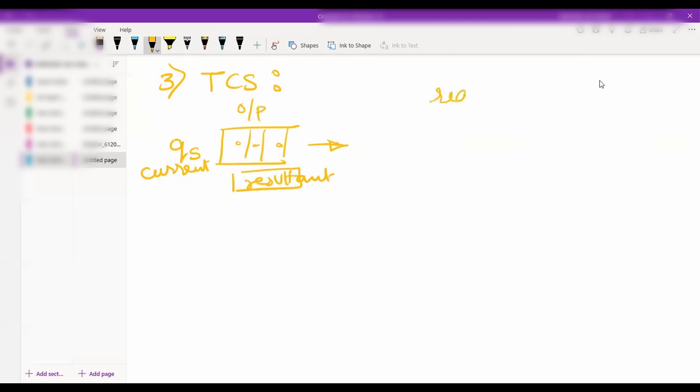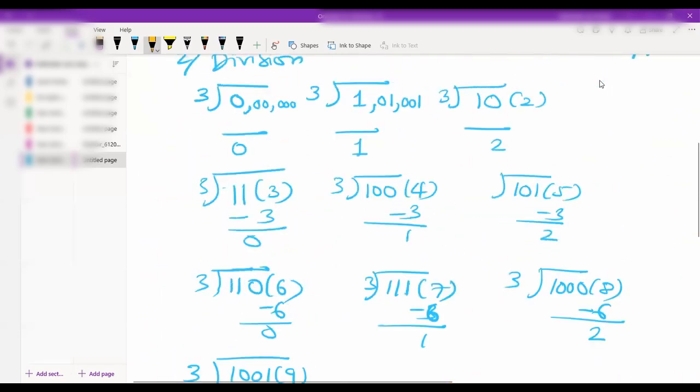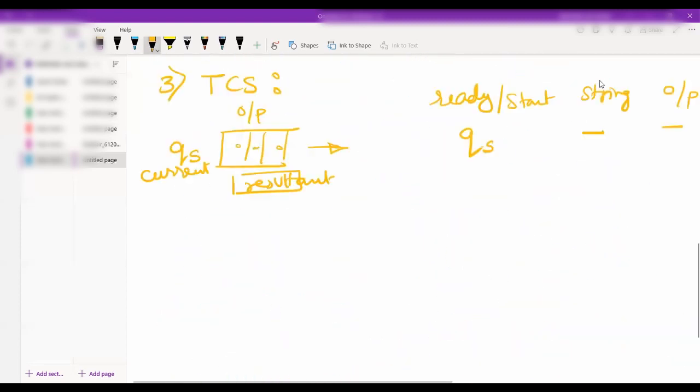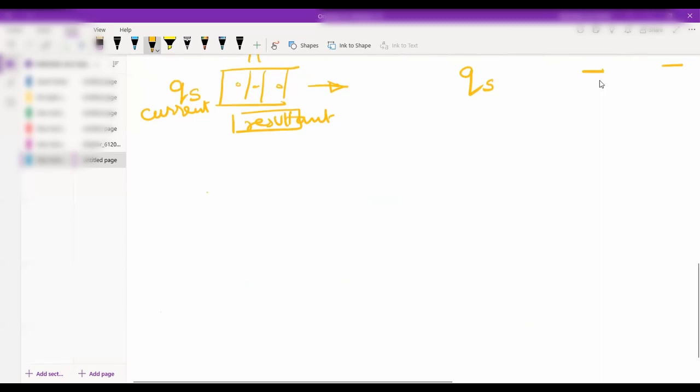So we will note it down. The ready state or the start state is indicated by QS. Now which string is represented by this state QS? No string. What kind of output is generated? No output. Now as we had already discussed, based on the number of input symbols present, we are going to have a corresponding number of tips. So as we are having two bits here, we are going to have two tips.